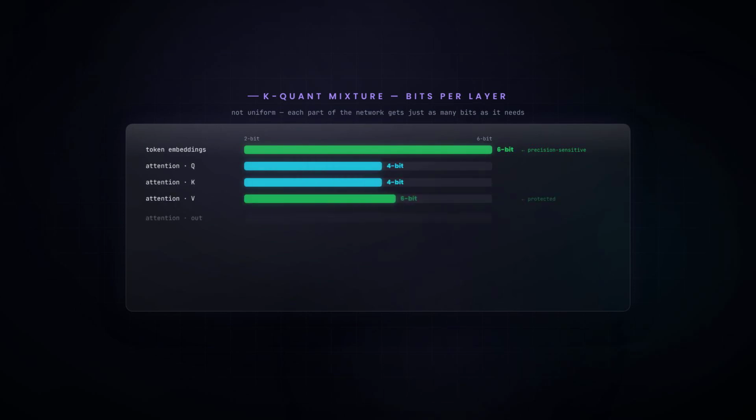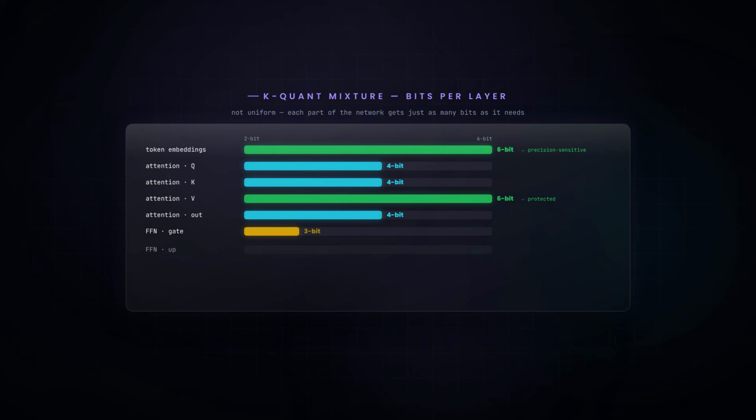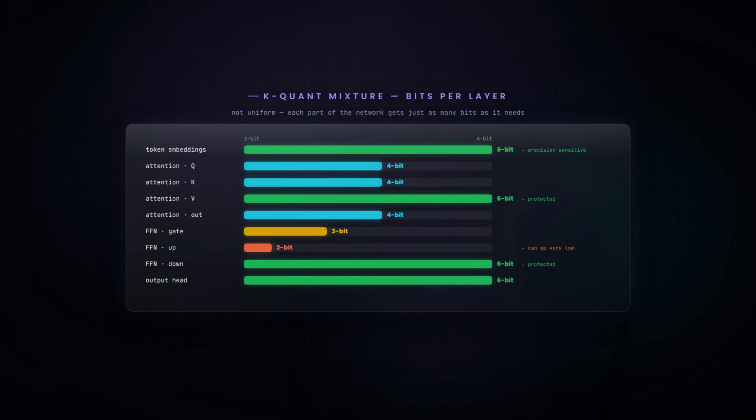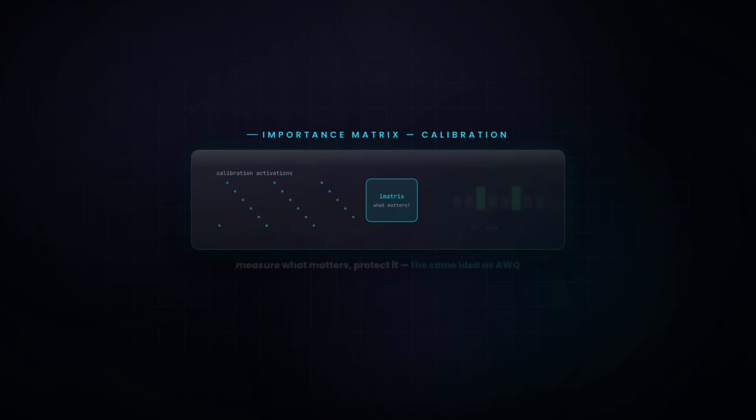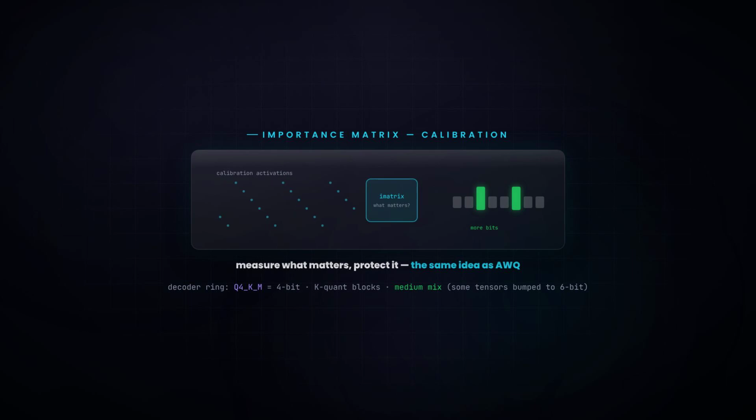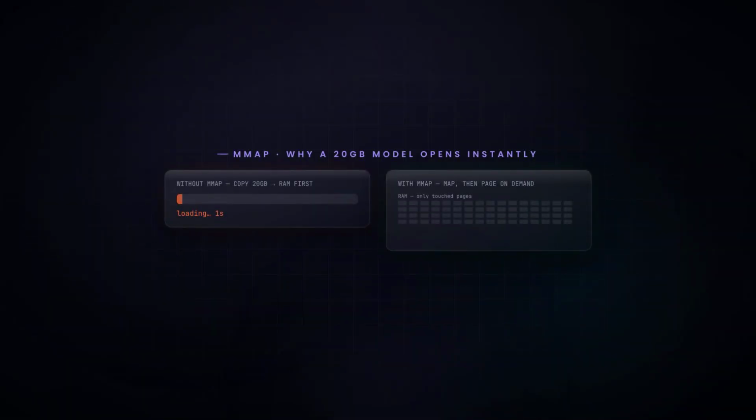Done. Inside, weights live in blocks with per-block scales, direct descendants of the ideas from Acts 2 and 3, with llama.cpp's own k-quant mixtures deciding, per layer, which parts of the network get more bits. Embeddings are precision-sensitive. Parts of the feed-forward layers can go very low. There's even an importance matrix calibration step. Same philosophy as AWQ. Measure what matters. Protect it.